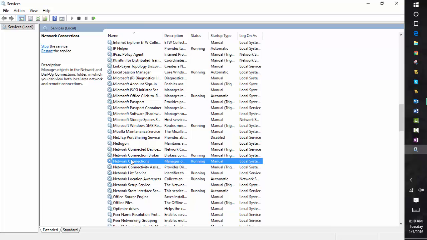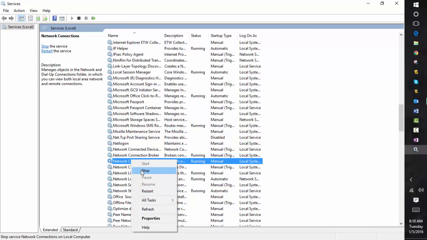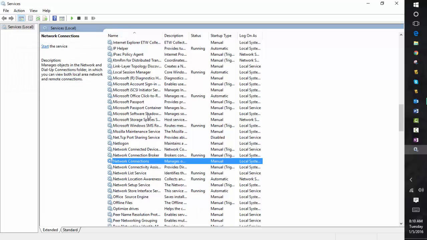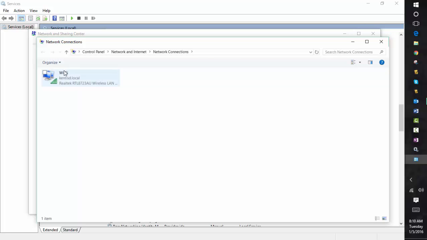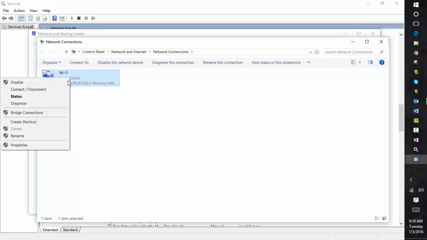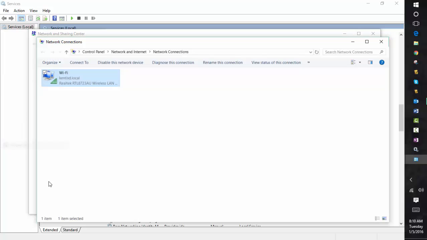So in services, if I disable network, or stop it or disable it, and then I go to my network connections, I should get a little error popping up here. I just stopped it. I didn't disable it. That's why that didn't work.